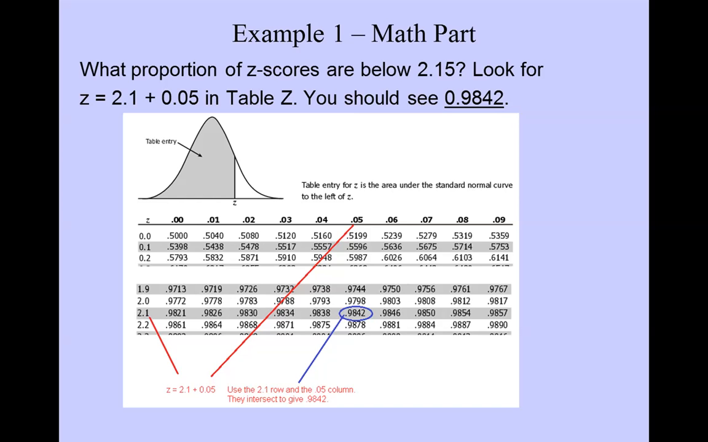So what proportion of z-scores are below 2.15? Look for z equal to 2.1 plus 0.05 in table Z. Notice you divide the z-score into the tenths part and the hundredths part. Look for the tenths part to find the appropriate row in table Z, and use the hundredths digit to locate the column. Where that row and that column intersect will be the area to the left of the z-score. You should see 0.9842.